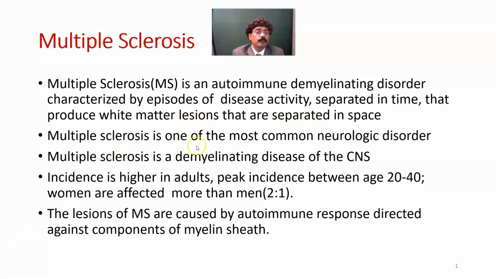Multiple sclerosis is one of the most common neurologic disorders in the United States, Canada, and Europe. It is also common in New Zealand and parts of Australia. Incidence is higher in adults, with peak incidence between the ages of 20 to 40. Women are affected more than men in a ratio of 2:1.